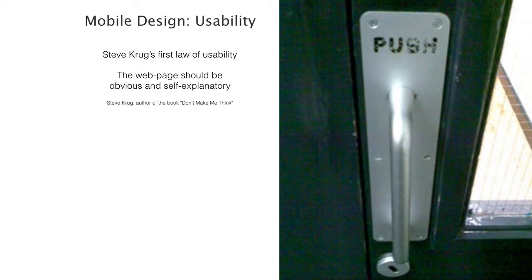All right, so an example of usability and how usability doesn't work. And that Norman Door video was really interesting. And so that goes back to Steve Krug's first law of usability in his book, Don't Make Me Think. The web page should be obvious and self-explanatory. So how would you do that?